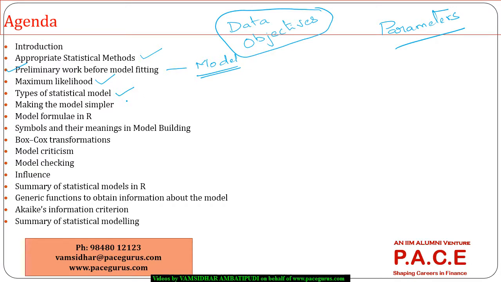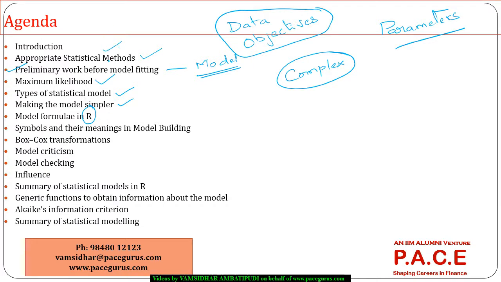Now, once I have developed different kinds of models, probably I might have developed a very complex model to start with. So, how do I really simplify the model? What are the various aspects that I look at so that the overall model will be simplified? Then, just as a quick understanding, different kinds of models.